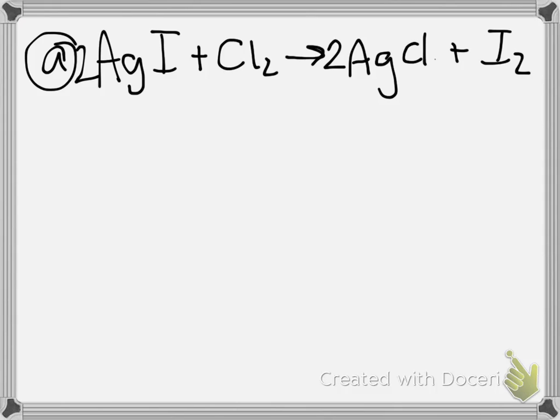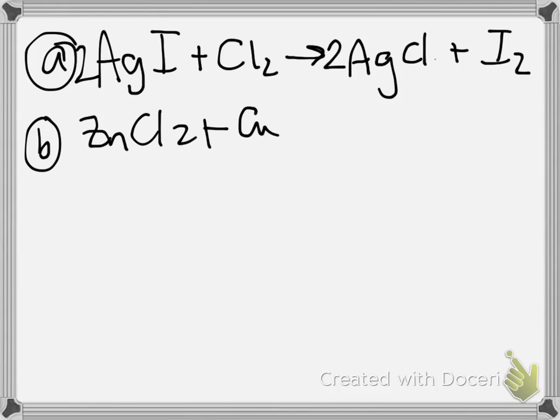On the test, I typically give a point or 2 points for saying that it will, and then 2 points for writing the products, and 2 points for balancing or something like that. I forget. Okay, for B, we have zinc chloride plus copper. What could the copper potentially replace? The zinc. And will it? No. Copper will not replace zinc. Zinc will replace copper, but copper will not replace zinc. So this is a no reaction.